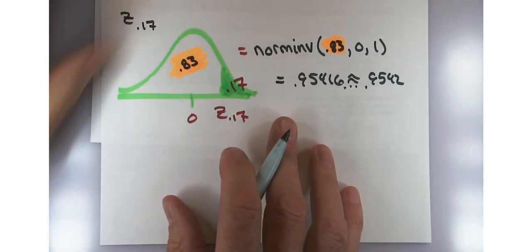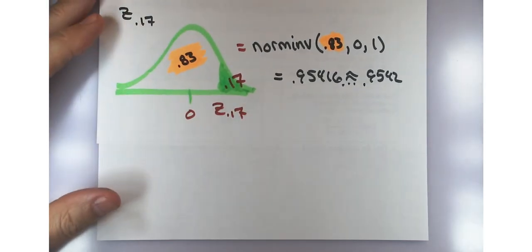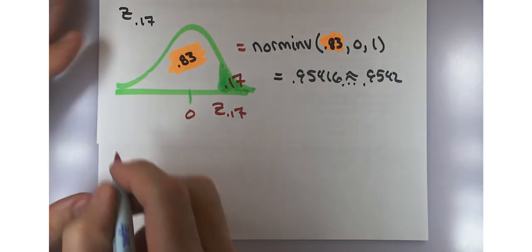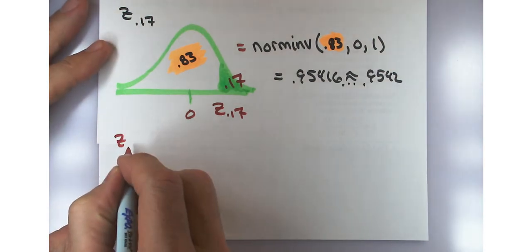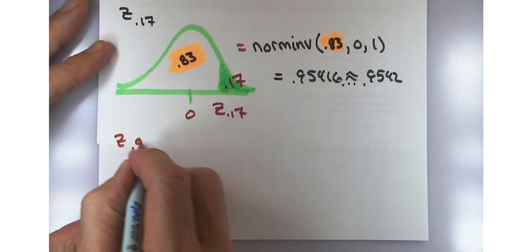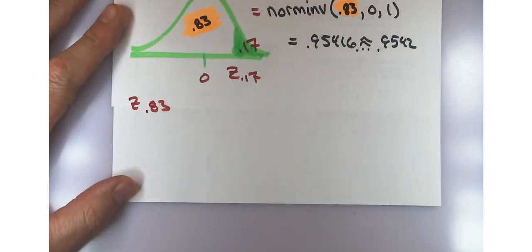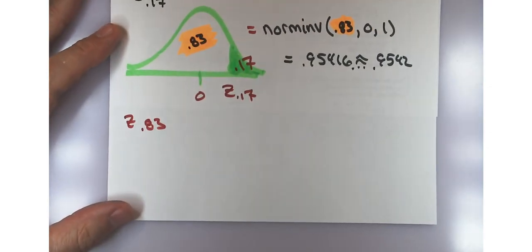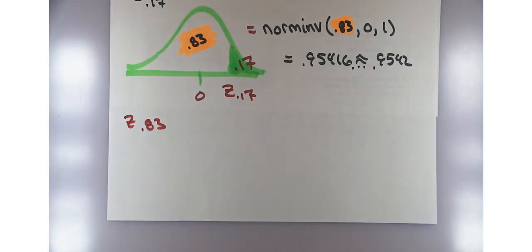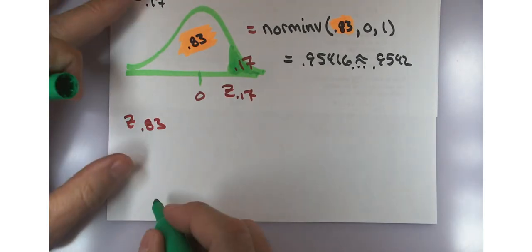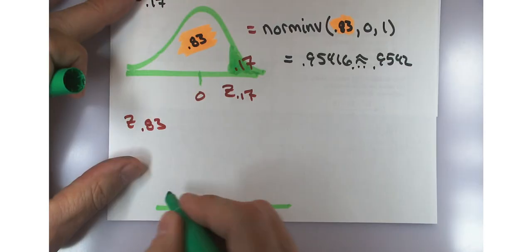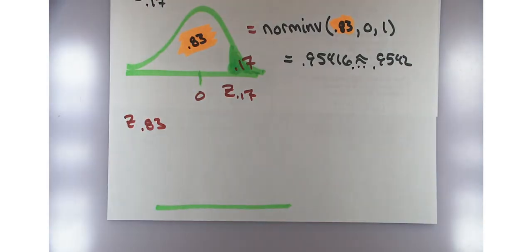Let's see about something else here. Kind of going off script for just a moment. What if I asked you to find z sub 0.83? Let's draw that one for a moment. See, that's a little too low here for my purposes.